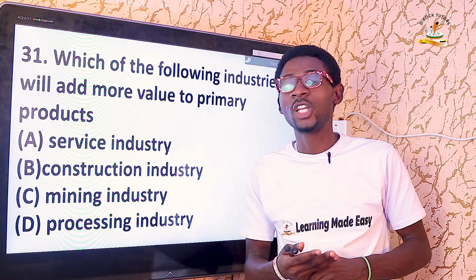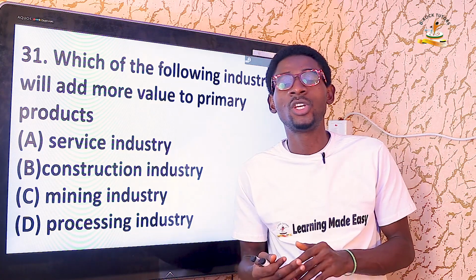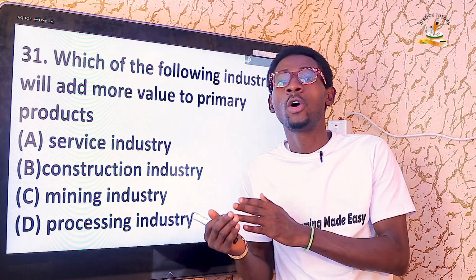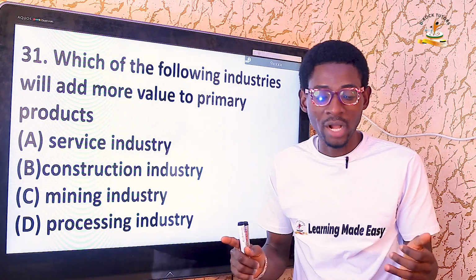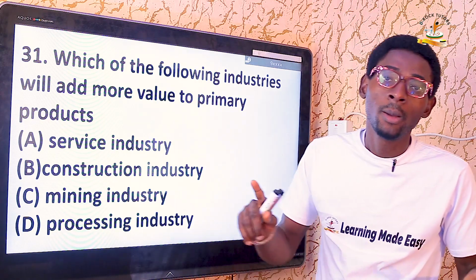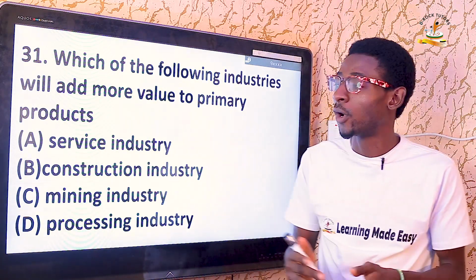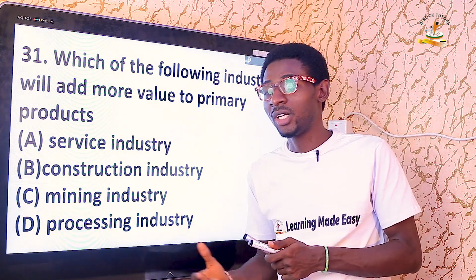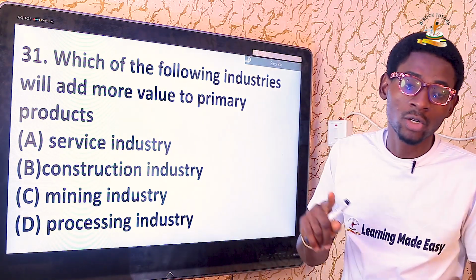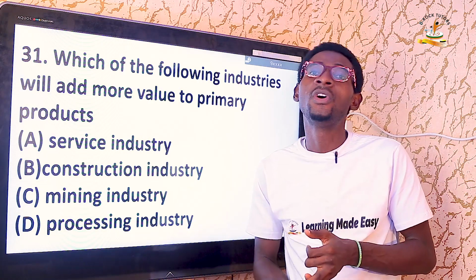We have the secondary stage, which is manufacturing, the conversion or transformation of raw materials into finished goods. We have food processing, bag making, baking, bread making, and so on. Then we have the tertiary stage, where we have the constructive, the distributive, and the service.